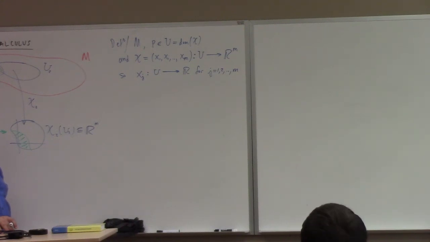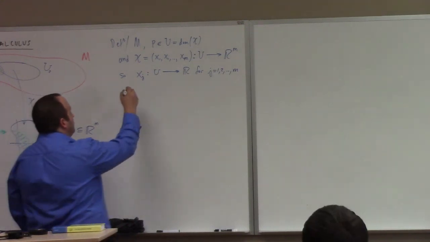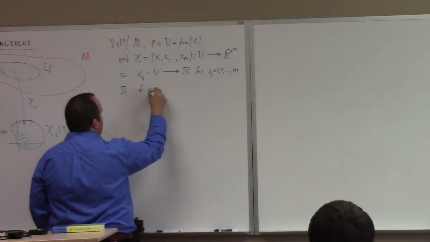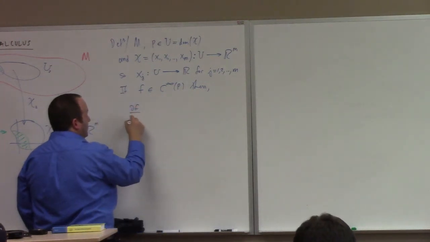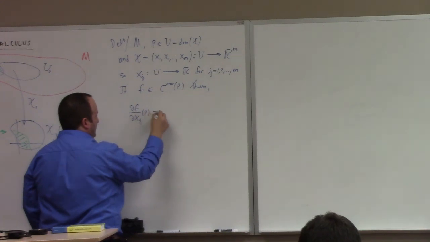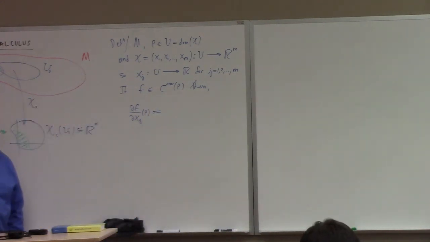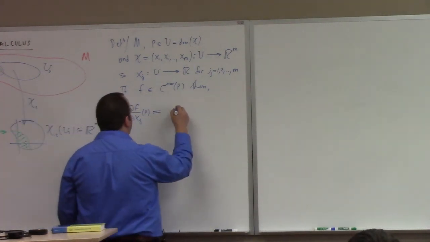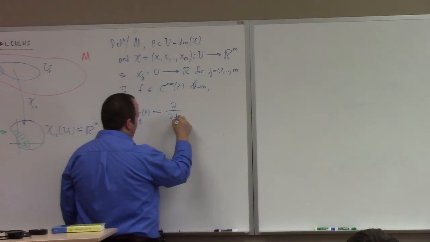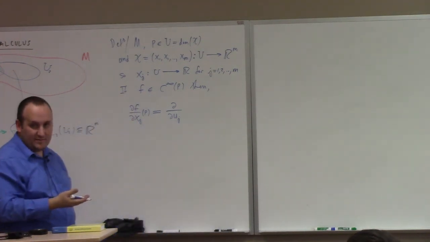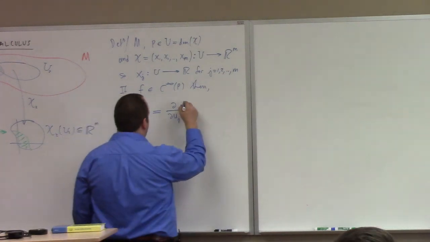So given this, we can define partial derivatives. If f is an element of C infinity p, then we say partial f, partial xj at p. What's that going to be defined to be? How do you define the partial derivative of a function on a manifold? You differentiate with respect to the jth Cartesian coordinate the local coordinate representative of it.